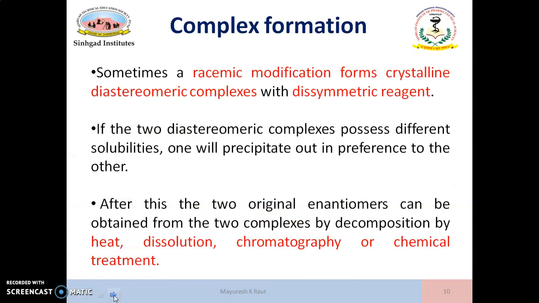The fourth method is complex formation. In this method, racemic modification forms crystalline diastereomeric complexes with dissymmetric reagent. If the two diastereomeric complexes possess different solubilities, one will precipitate out in preference to the other. After this, the two original enantiomers can be obtained from the two complexes by decomposition using heat, dissolution, chromatography, or chemical treatment.